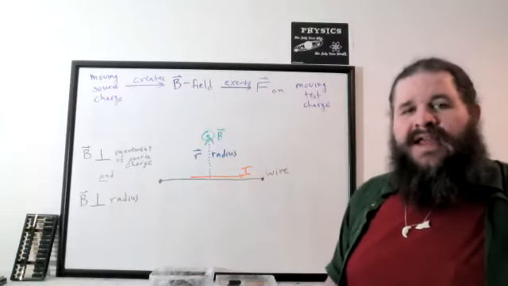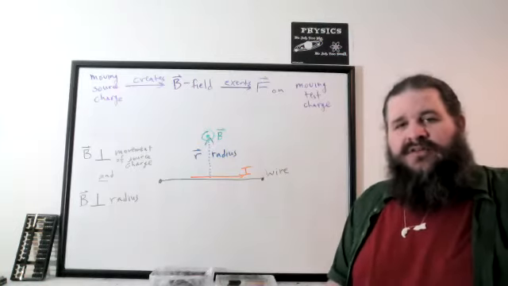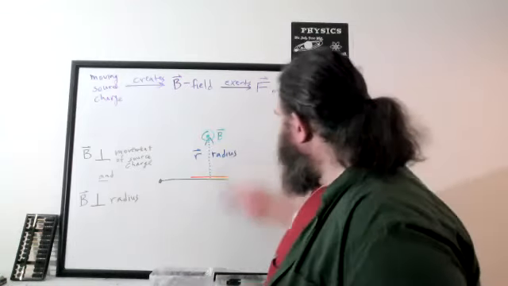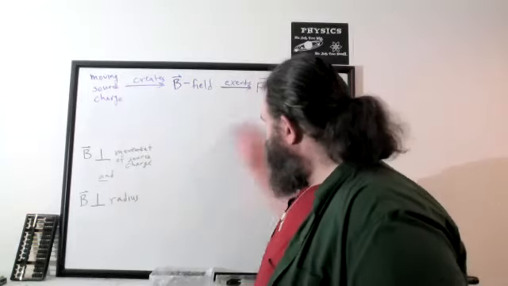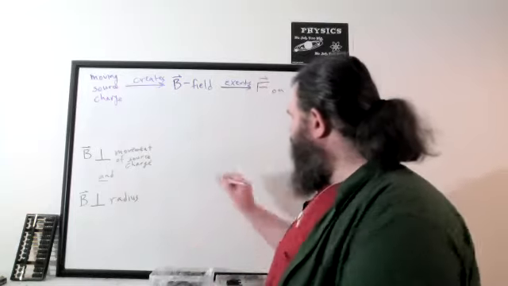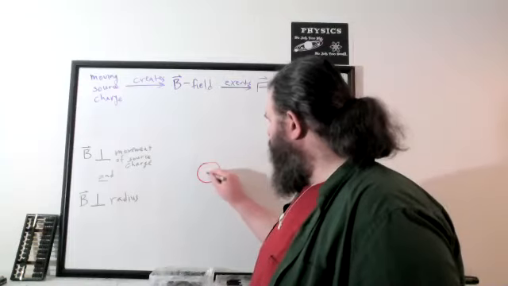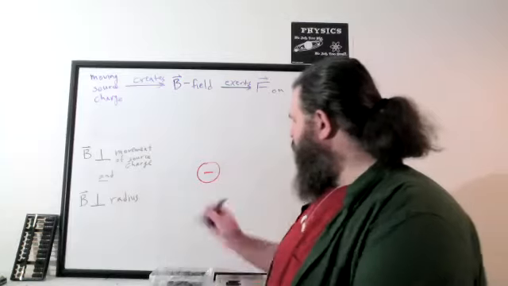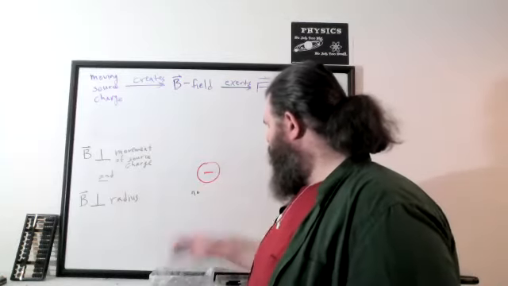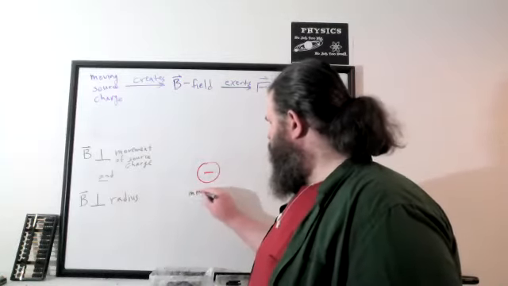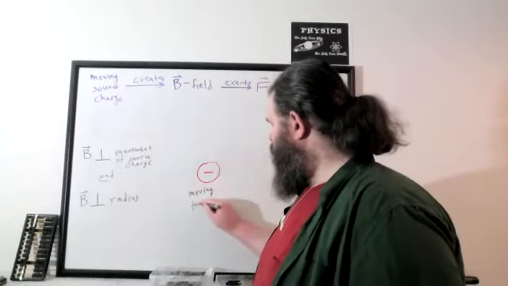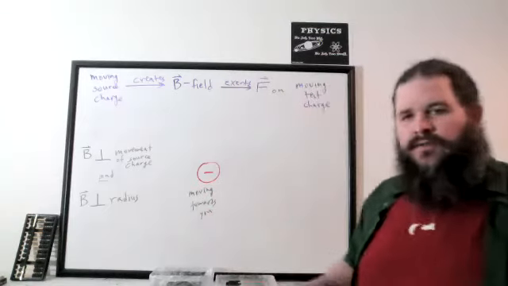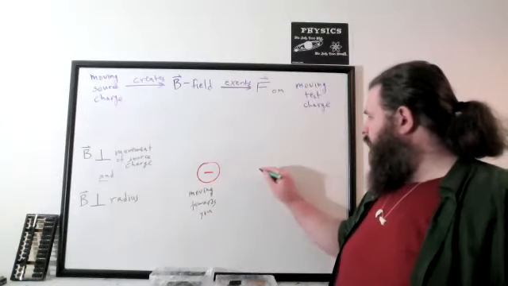Yes, if the source is a negatively charged object in motion, then you would switch the direction. For example, if we have, let's say we have a negatively charged object that is moving towards you. And we want to know the magnetic field, let's say over here.